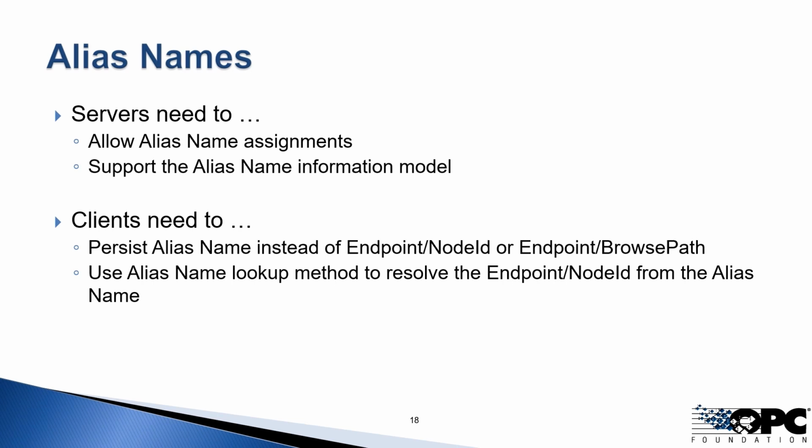In the case of using alias name, though, you don't persist either of those. The logic is I persist the alias name, right? The alias name is the name that's been given in the system, and I use the alias name to look up the endpoint and node ID each time I go to connect, or each time that it might have changed. And there's also ways to register to learn when an alias name changes or its assignment changes. And so this whole mechanism to properly use alias names, again, doesn't come for free in OPC UA. The clients need to be written to actually make use of it.